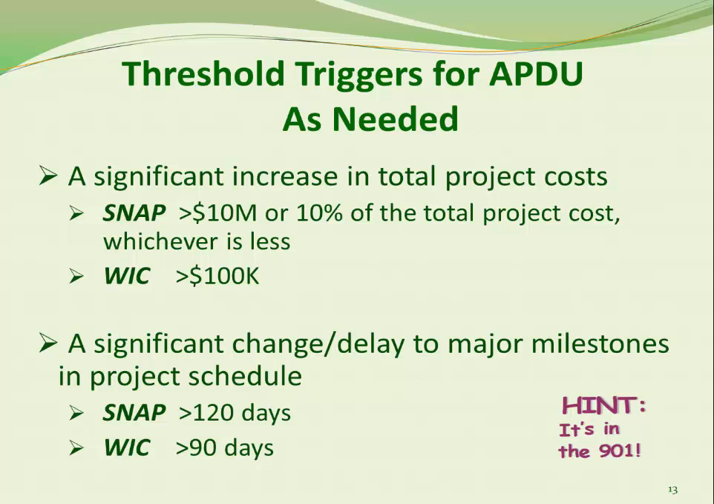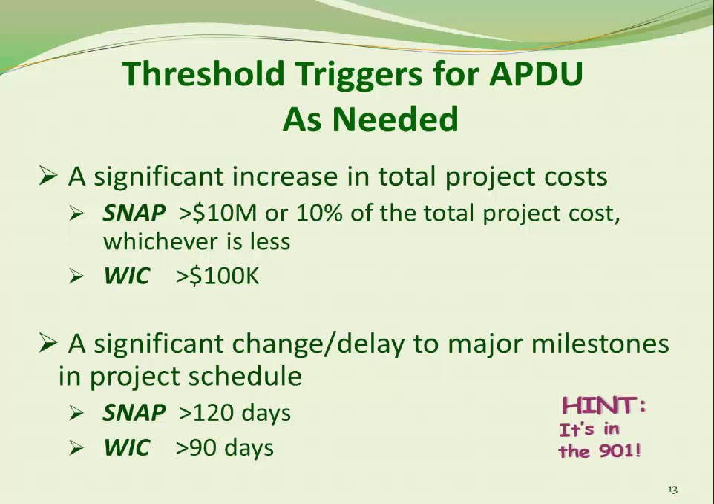Significant changes to an approved PAPD or IAPD must be reported to FNS as soon as you become aware of them by submitting an APDU as needed. A change may include increases in SNAP total project costs of over $10 million or 10% of the total project, whichever is less, and in a WIC project, an increase in total project costs of over $100,000 must be reported.